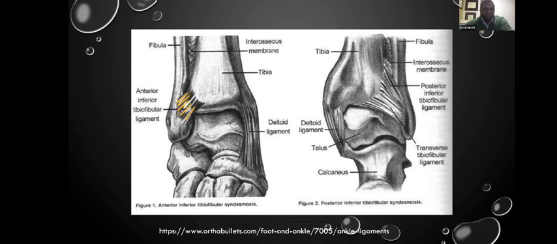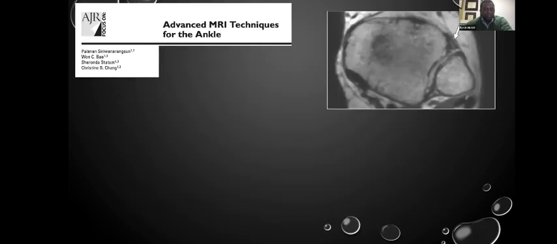It's the same thing with ultrasound. When you're scanning to find this, make sure you remember that it is oblique, so that you adjust your transducer accordingly. Here's a paper looking at different MRI techniques for the ankle. Here we can see an arrow on the anterior inferior tibiofibular ligament.